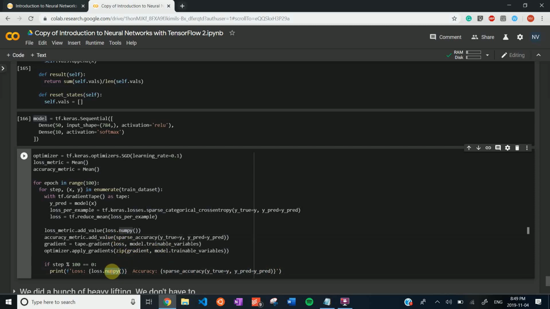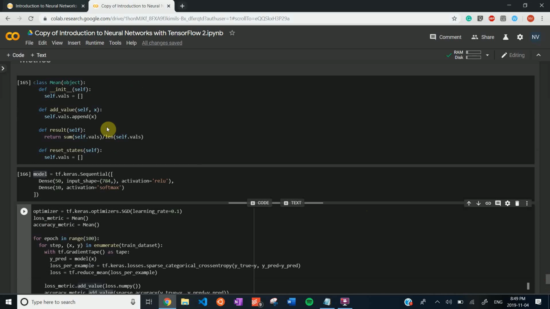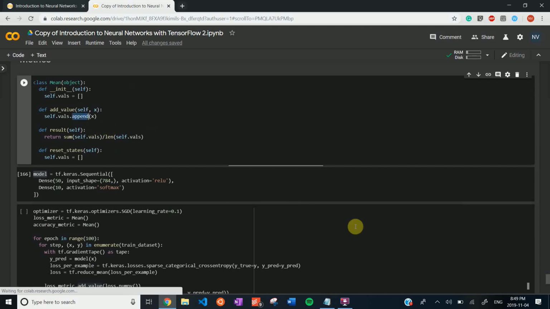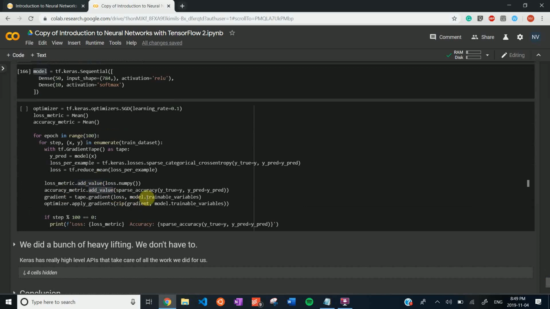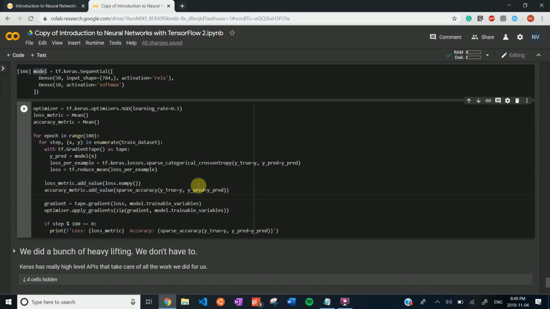And now, instead of reporting the loss for just this mini batch, we're actually going to report the loss over the, so sorry, before I continue. So here when I do add value, basically up here, we're just appending that to this list of what we're keeping track of. And so I'm just keeping track of the accuracies that we've been using.